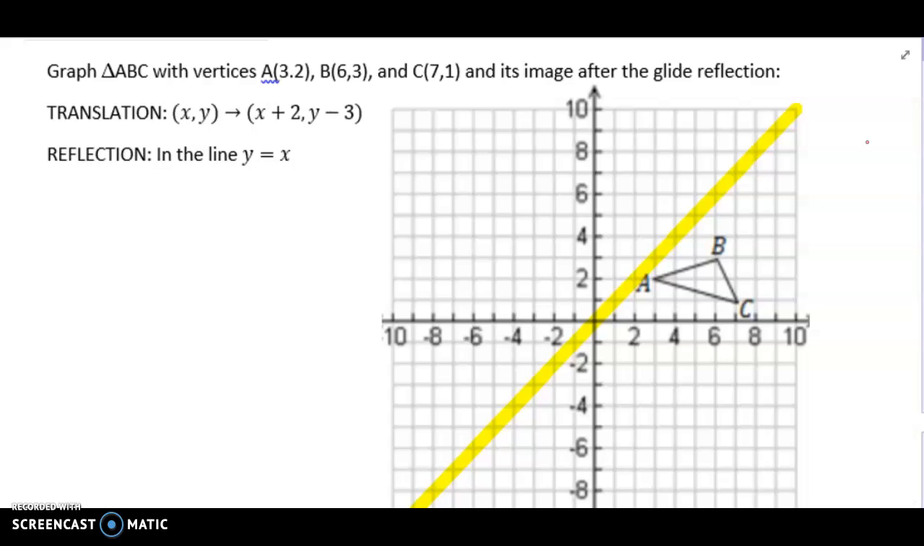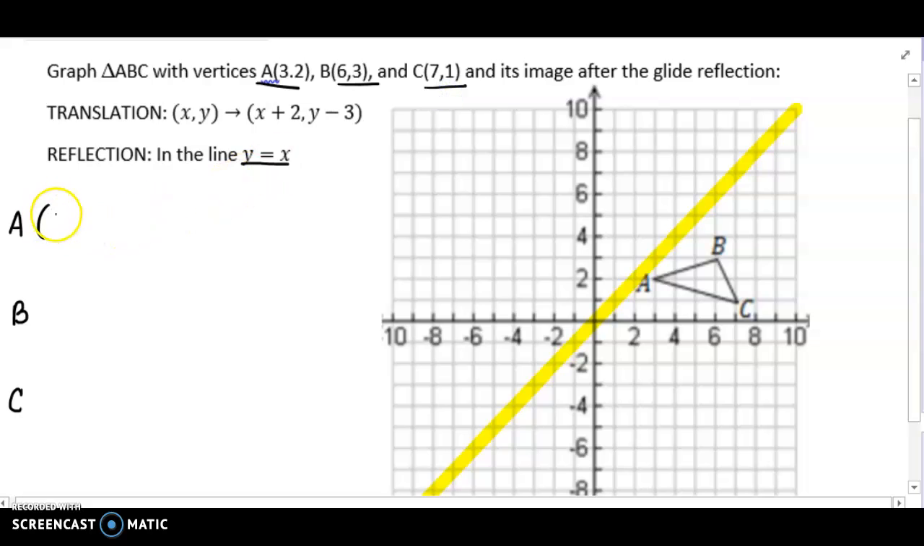All right, so here we're going to do a composition. We're going to do a glide reflection. So remember, a glide reflection is a translation and a reflection. And because we're reflecting it over the line y equals x, I do have rules for that. But in order to use the rules, I need the coordinates. So I'm just going to write the coordinates of A, B, C. And I'm just going to write these down here, guys, A, B, and C. So A is 3, 2.